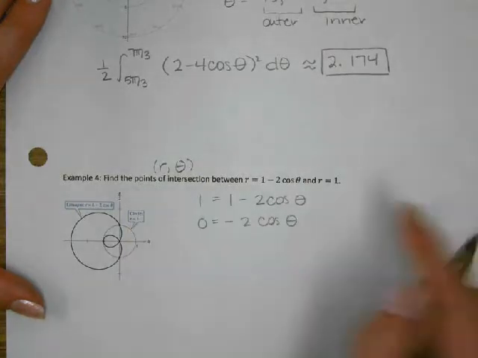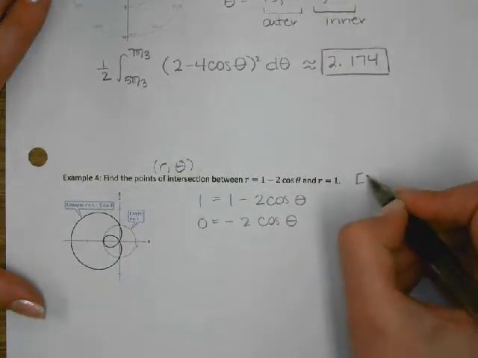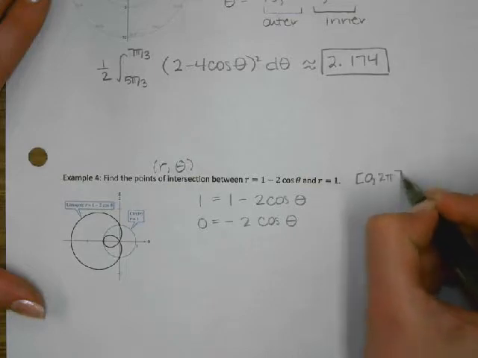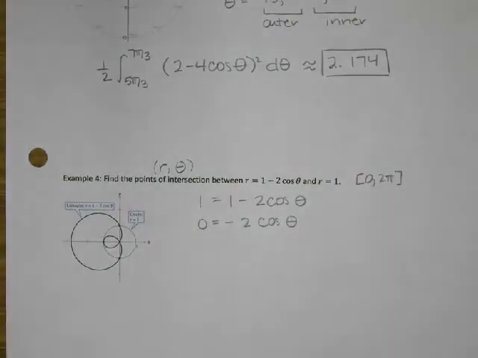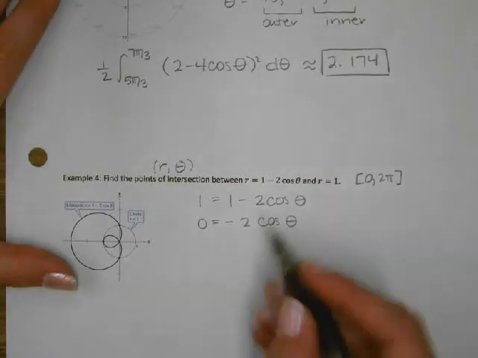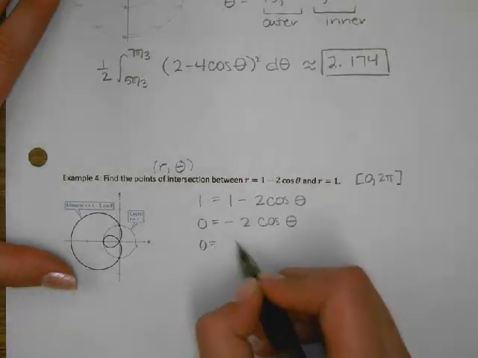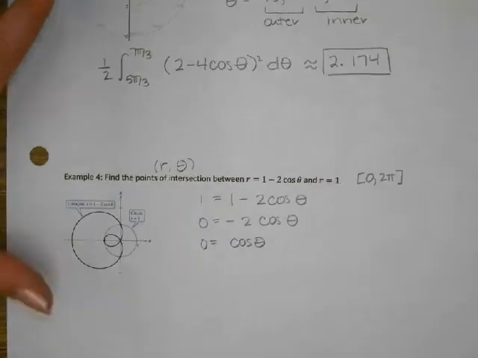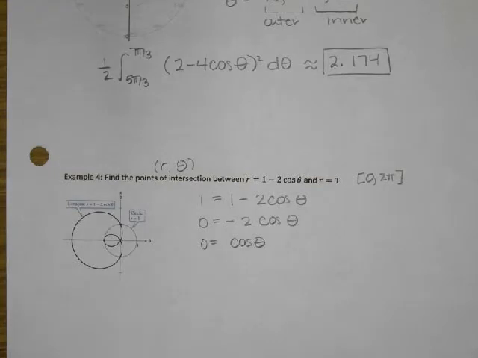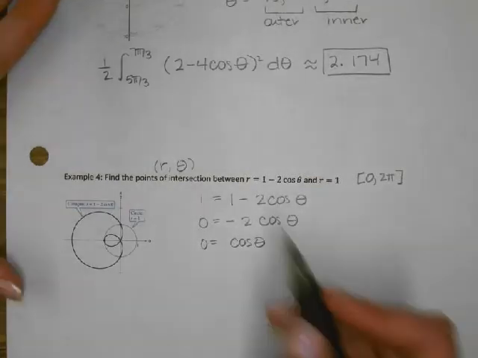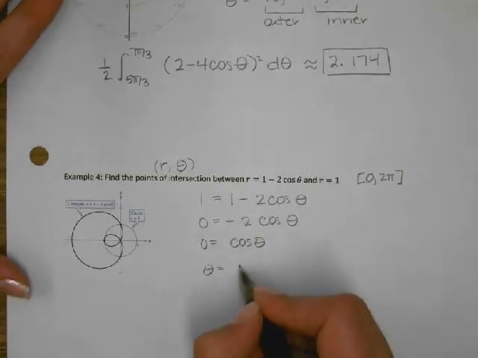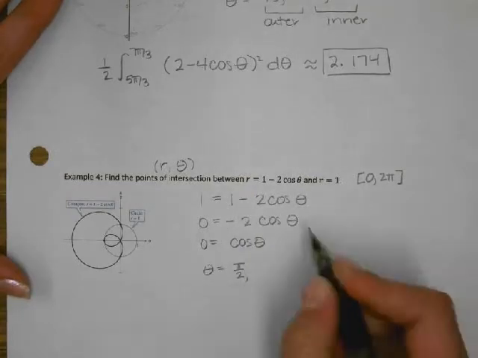I didn't write it over here, but as is true with most of these problems, our interval is from 0 to 2 pi. To finish this, I'm going to divide by the negative 2. I'm thinking about where on the unit circle I have an x value of 0. That happens twice: at pi halves and at 3 pi halves.